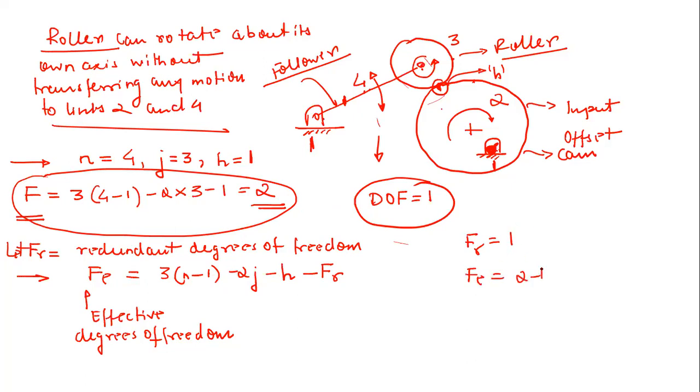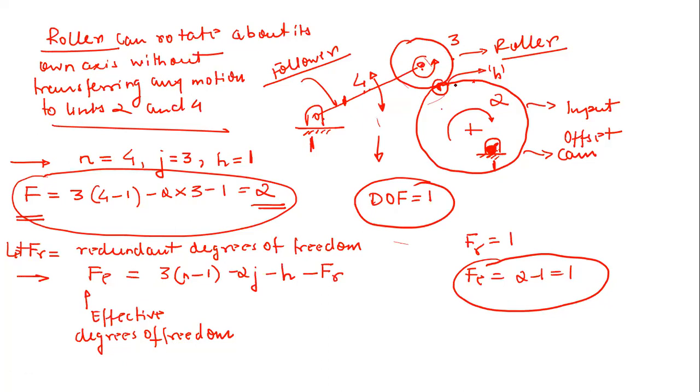It is equal to 2 minus 1 is equal to 1. Right? So now the effective degree of freedom for this mechanism is actually equal to 1. And why is this so? Because this mechanism contains a link, the motion of which is not going to affect the motion of other links. Or you can simply say that this mechanism contains a redundant degree of freedom, right?